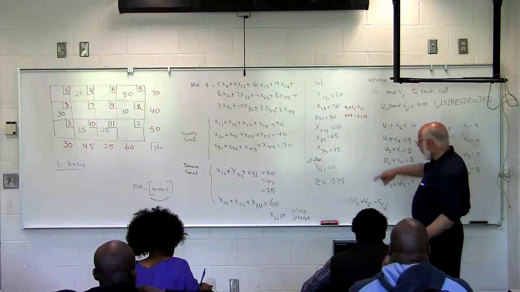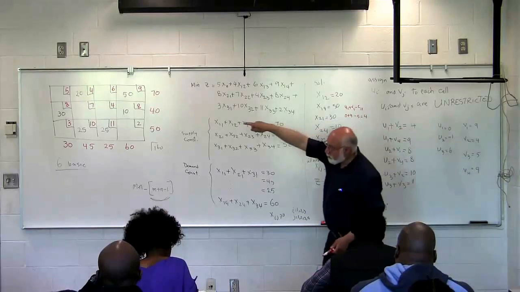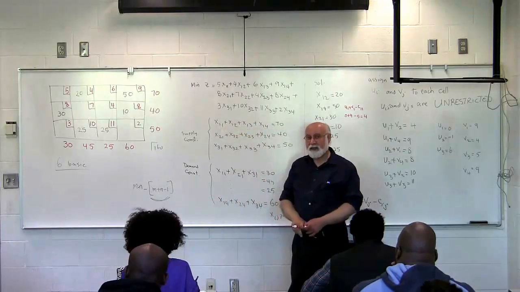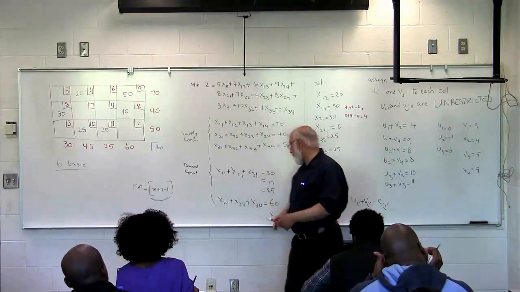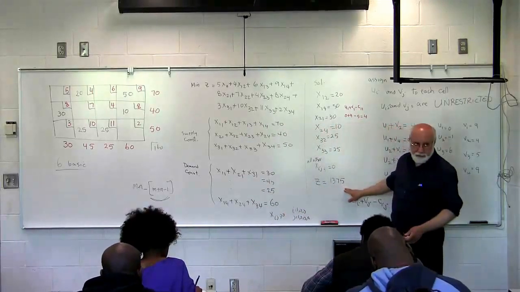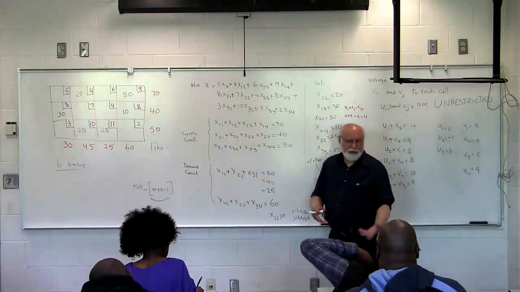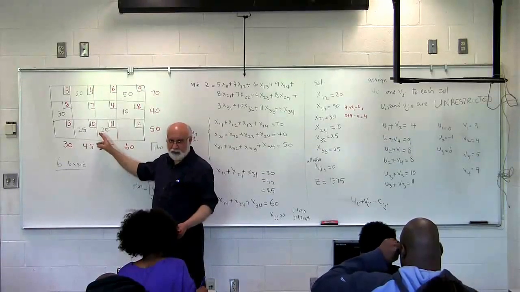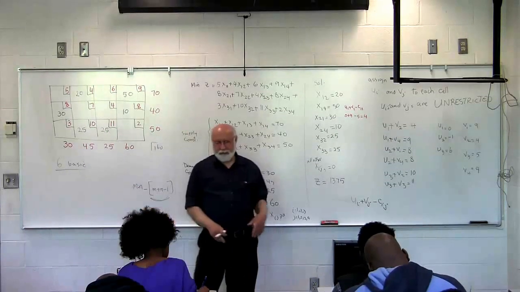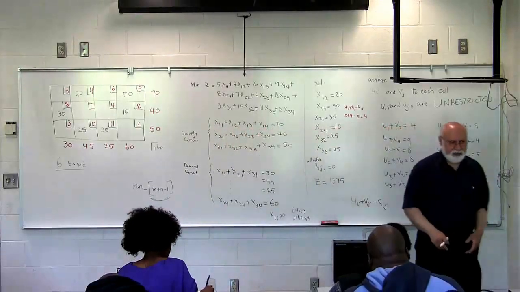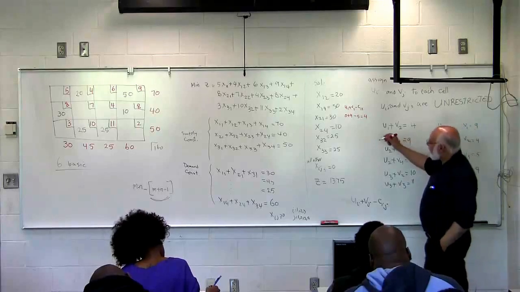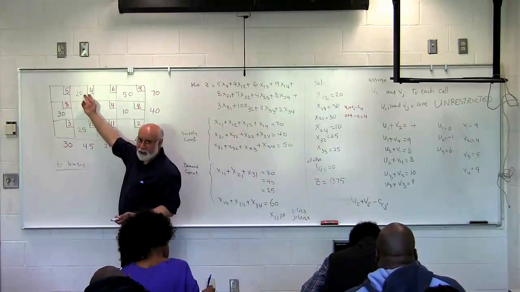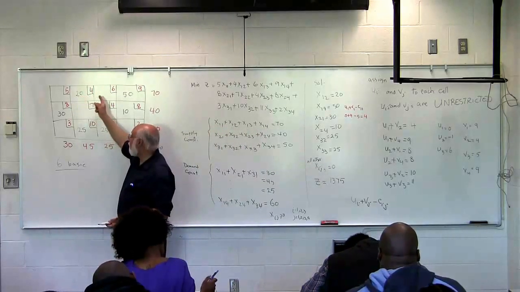Why? Because if I enter X11 into the basis, it will improve Z. Of course, I made sure that this happens by assigning these large cost values. Know a couple of things. Okay, so the next one will be this one. Should I select that one? No, that's a basic variable, nothing in here.